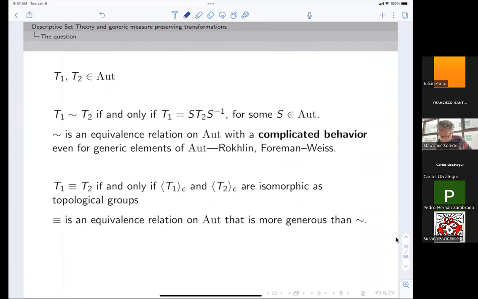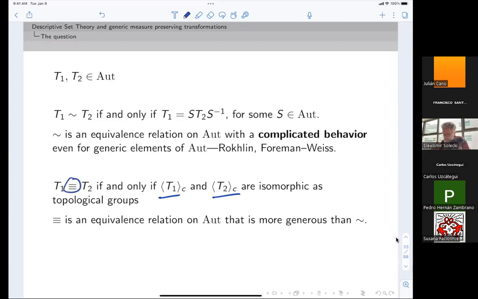the ergodic theorists looked at the following much more generous equivalence relation, namely this one here. In this equivalence relation, I identify T1 and T2 if these two groups, I generate these two closed groups, and I require that they are isomorphic as topological groups. And then I say T1 and T2 are equivalent with respect to this equivalence relation here.